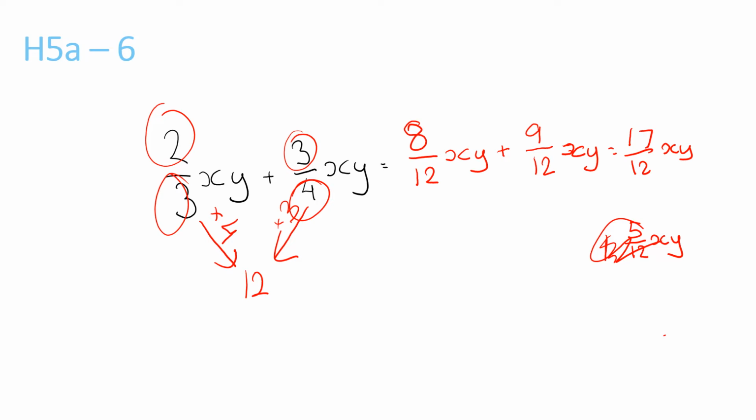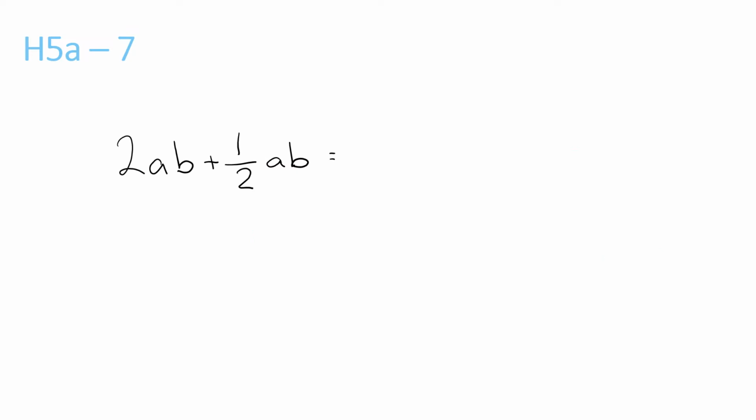Okay. Next question. We have the same concept here. So it's 2ab plus 1 over 2ab. So you have that. You just do 2 plus 1 over 2. It's just really simple, actually. You just have to do, so just 2 plus 1 over 2 would be 2 and 1 over 2, ab.